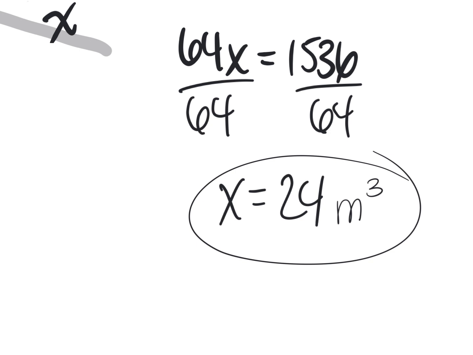So it depends on the measurement, like the dimensions of what you're comparing. For volume, we're going to cube it. For area, we're going to square it. For perimeter, you're not going to change your scale factor. Okay? All right, guys, that's it.